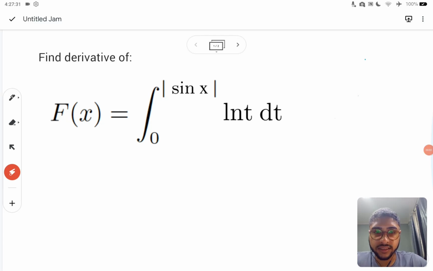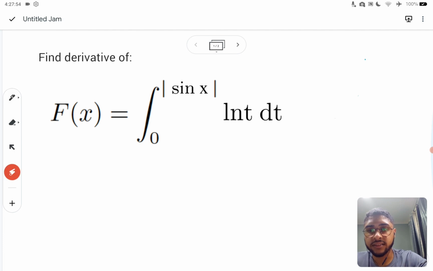Welcome to our second video of solving integrals. Today the exercise will be to find the derivative of f(x). This is what we will differentiate: it's equal to the integral going from 0 to the modulus of sine x of ln t dt.